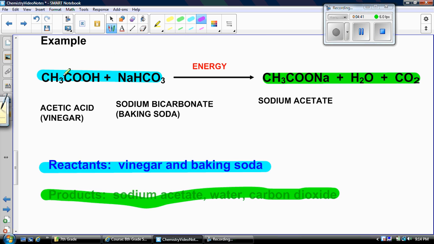Now, let's also identify some other things. Subscripts. We've got one here, here, here, here, and here. So what this means is that there are 3 atoms of hydrogen, 3 atoms of oxygen, 3 atoms of hydrogen, 2 atoms of hydrogen, 2 atoms of oxygen. There are no coefficients in this example.